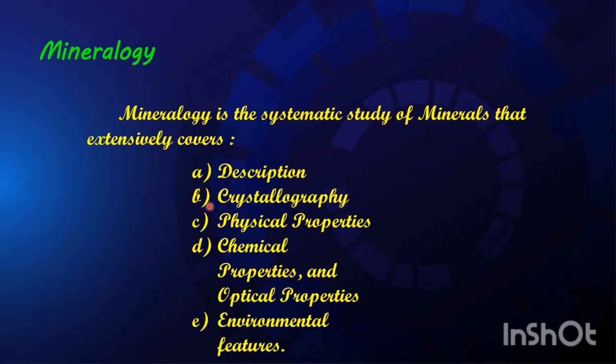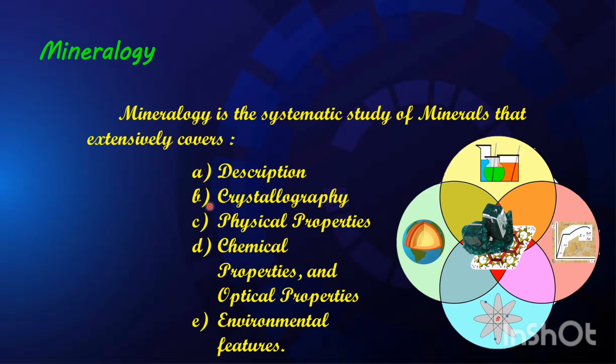And lastly, the environmental features. The environmental features describe the conditions and the environment where the mineral was formed and how it was formed. To be specific, it is about the origin and occurrence. Mineralogy is a field of science which includes chemistry, thermodynamics, physics, and geology. So mineralogy is the application of all these things. When you apply all these fields of science, you get what we call mineralogy.